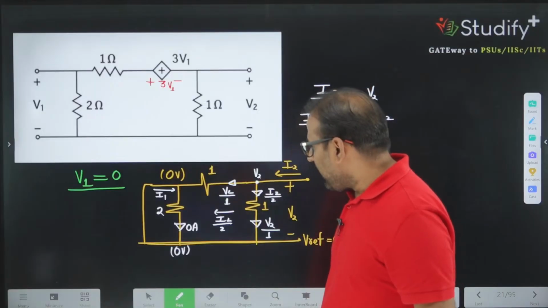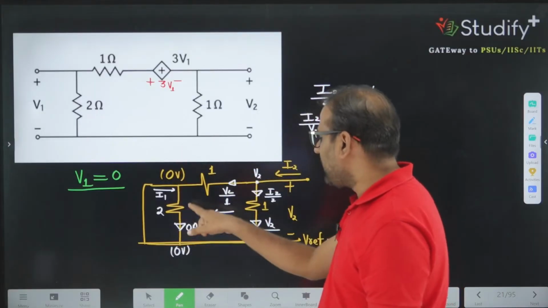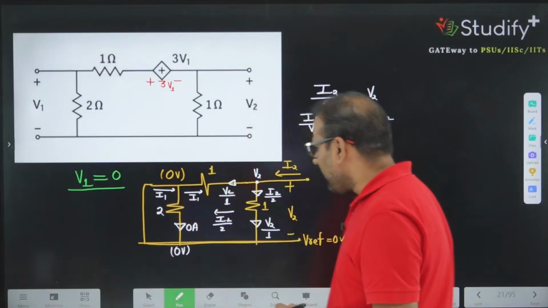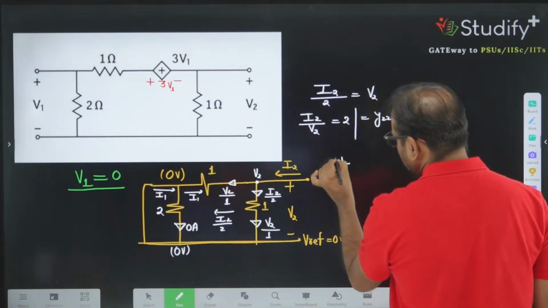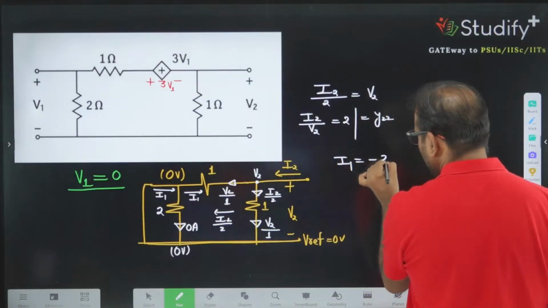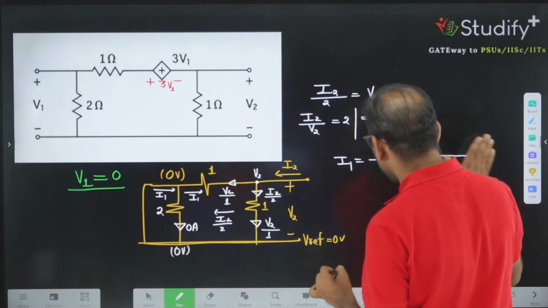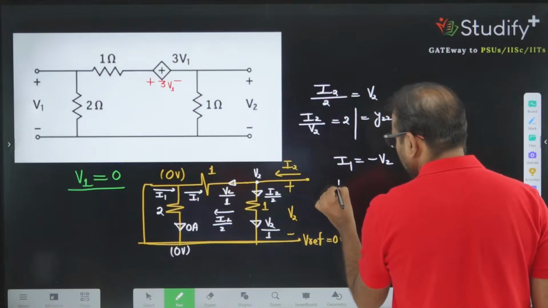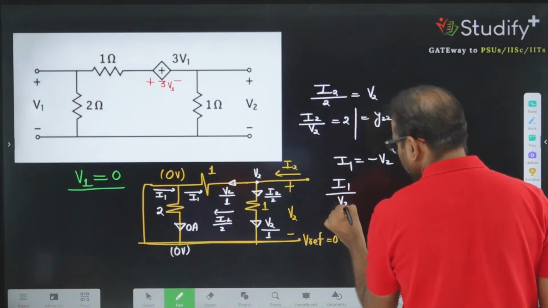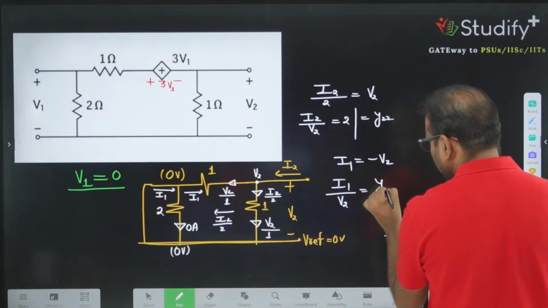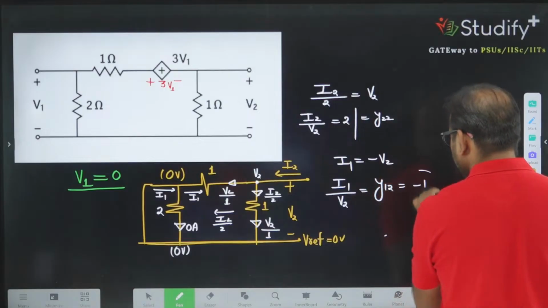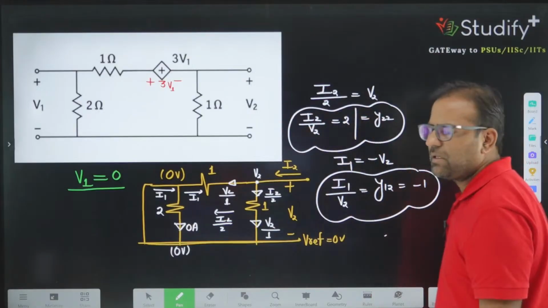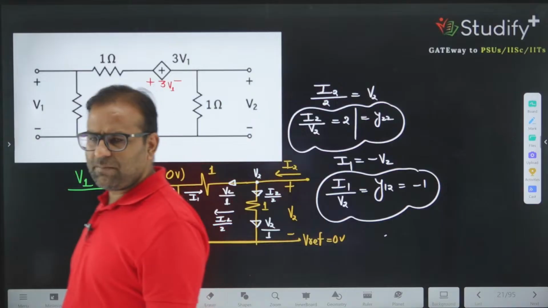One more thing. If this current is I1, I1 is not going into this 2 ohm resistance. So now you can equate these two. I1 is equivalent to minus of V2. So I1 divided by V2 is known as Y12, and the Y12 ratio is -1. This is one of the parameters, and this is another parameter. You can calculate it in a very simple way.